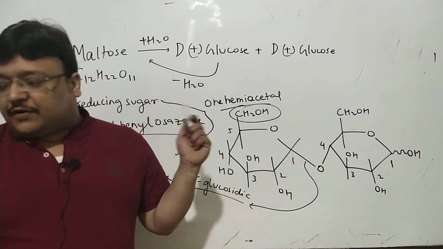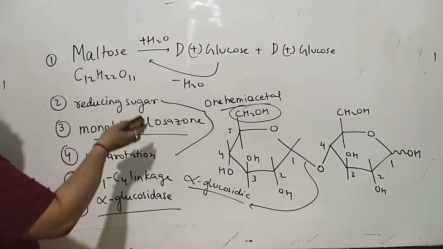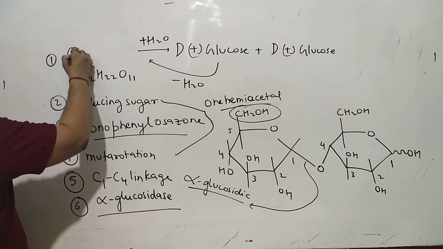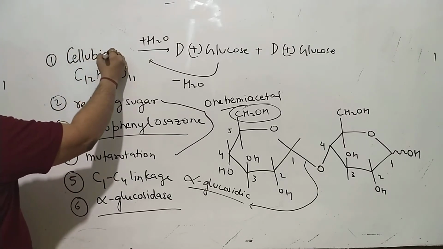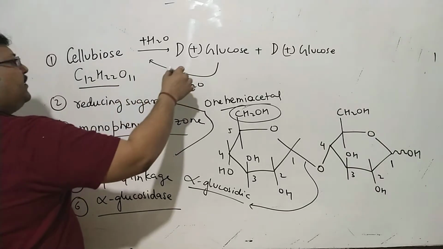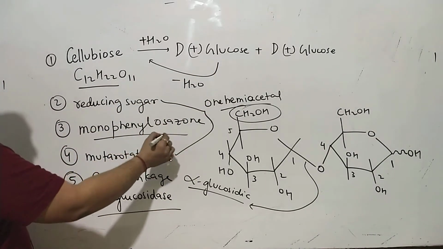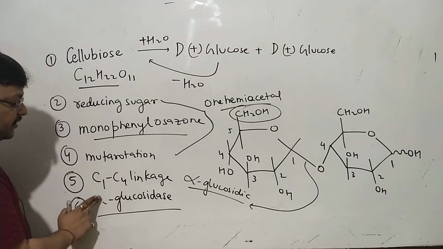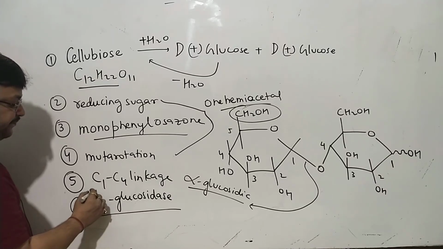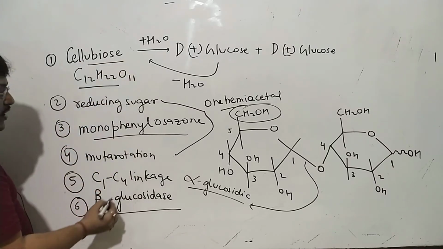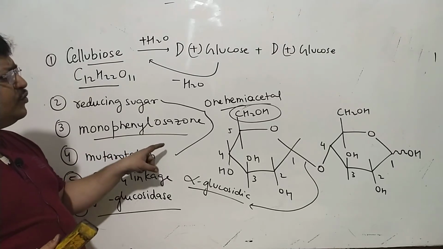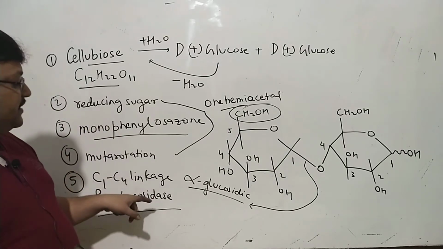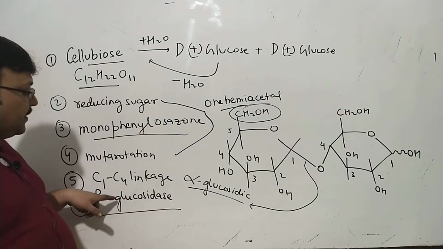Right after maltose, we can take up another sugar which is very similar to maltose in all respects. It's called cellobiose. Same formula, same products, reducing, monophenylosazone, undergoes mutarotation, C1-C4 linkage. The only difference is here it's requiring beta glucosidase. Cellobiose will require beta glucosidase. Monophenylosazone, so one hemiacetal, one acetal. Beta glucosidase, C1-C4 linkage, same kind of linkage.